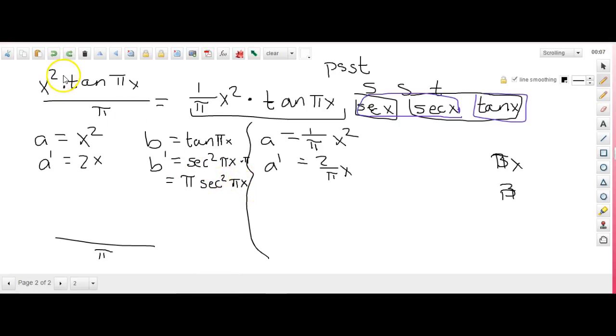So now we need to apply the product rule. Product rule says derivative of the second times the first, so pi secant squared pi x times x squared, plus derivative of the first times the second. Derivative of the first is 2x, the second is tangent pi x.